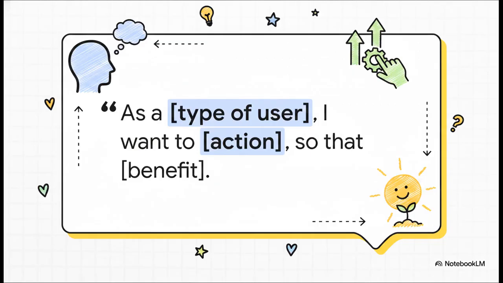And here it is, the classic format. As a persona, I want to action, so that benefit. The as a part, that's your user. The I want to is their goal. And the so that, well, that's the good stuff. That's their real human motivation, the deep need you're actually trying to solve.